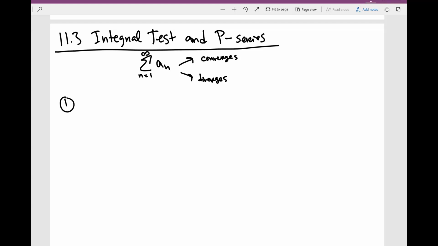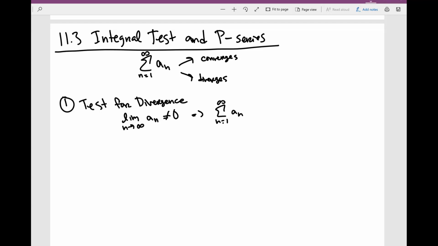Right now, we've only looked at one thing, which is basically the test for divergence. This is the first thing that we talked about. The test for divergence means that if the limit as n goes to infinity of a sub n is not equal to 0 or does not exist, then the sum from n goes from 1 to infinity of a sub n diverges. That's what the divergence test says.